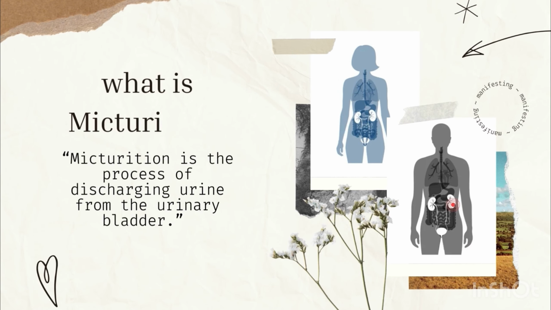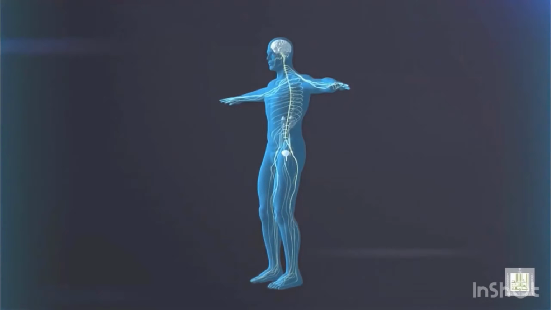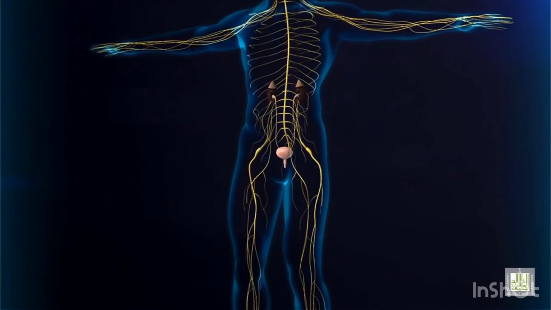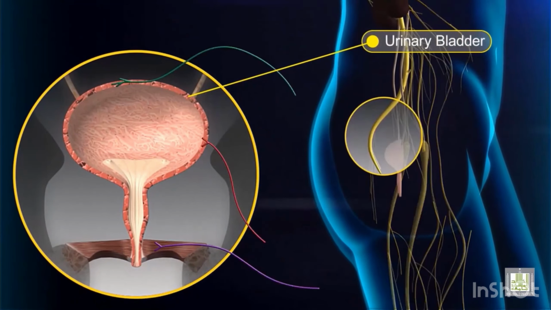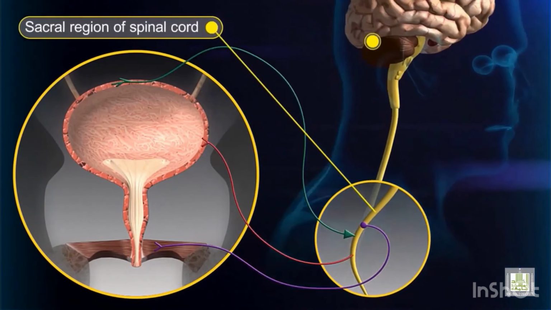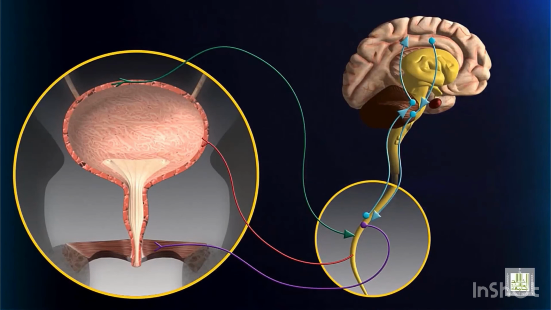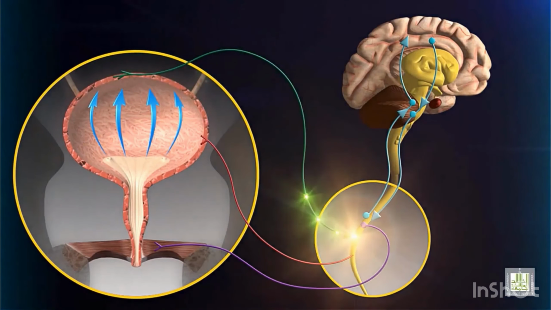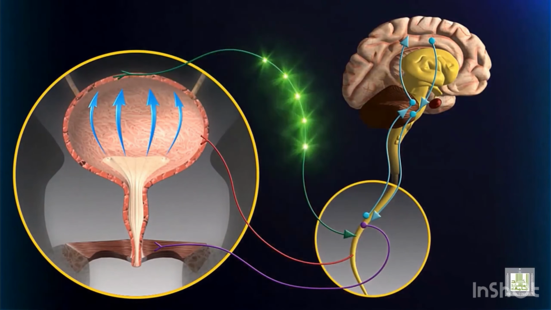Before we get into the abnormalities of micturition, first let us watch a video that explains the process of micturition. The micturition reflex involves impulses traveling from the urinary bladder to the sacral region of the spinal cord, and from the sacral region of the spinal cord back to the bladder. It is coordinated by neurons in the spinal cord and can be influenced by signals from the brain. When the urinary bladder becomes stretched, there is an increase in the frequency of the action potentials carried from the bladder wall to the sacral region of the spinal cord.